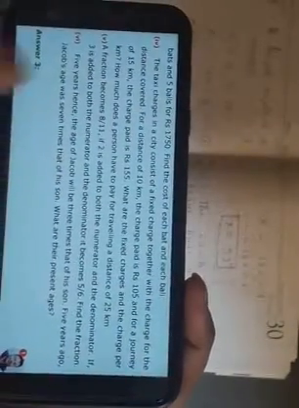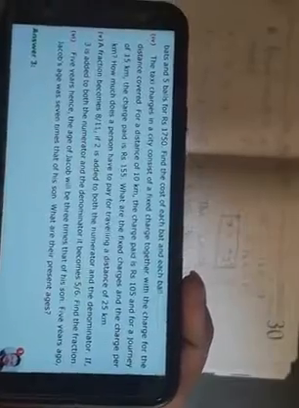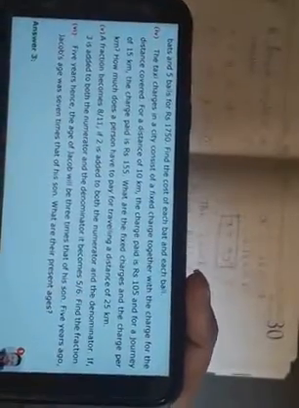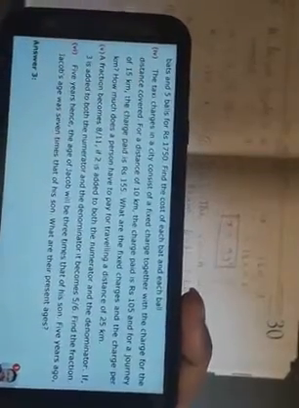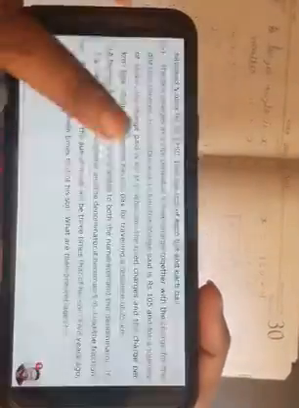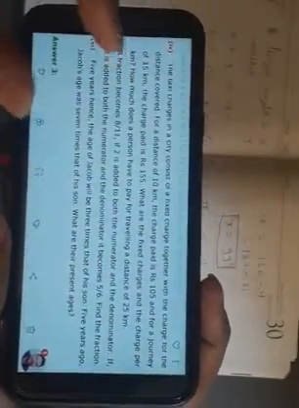taxi driver will charge you in two ways. It will have one fixed charge. It means whenever you enter the taxi, you have to pay a fixed charge. Even if you cancel the taxi there, you have to pay that fixed charge.